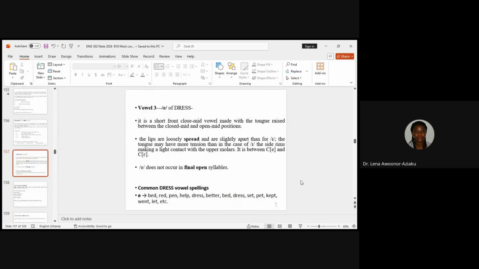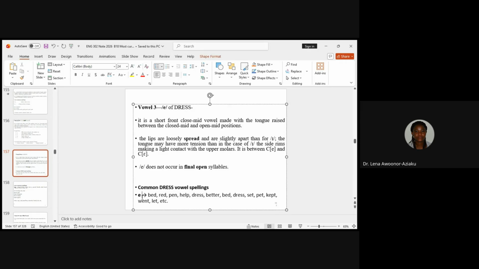Other examples. Then we have the dress vowel, the vowel in dress, which is also short. Pronounced normally as what? The letter E. That is the commonest pronunciation, as in bed, read, pen, help, dress. So remember, you don't say dress, better.